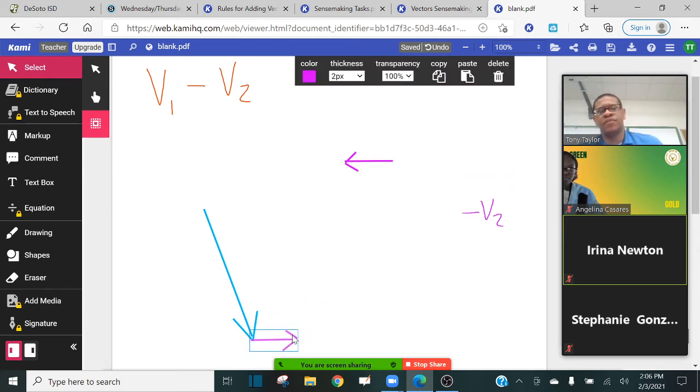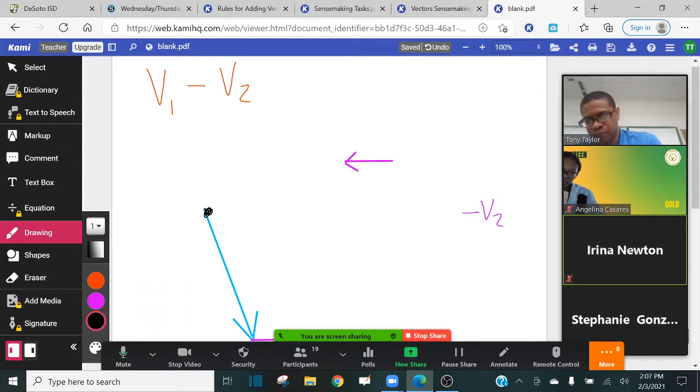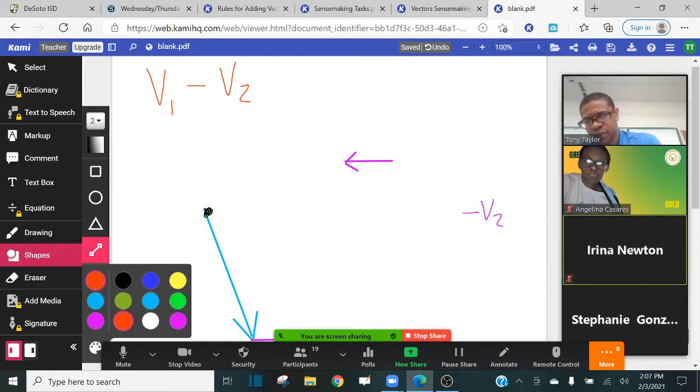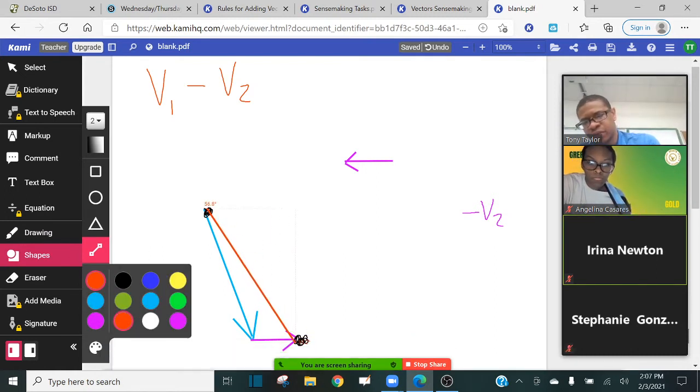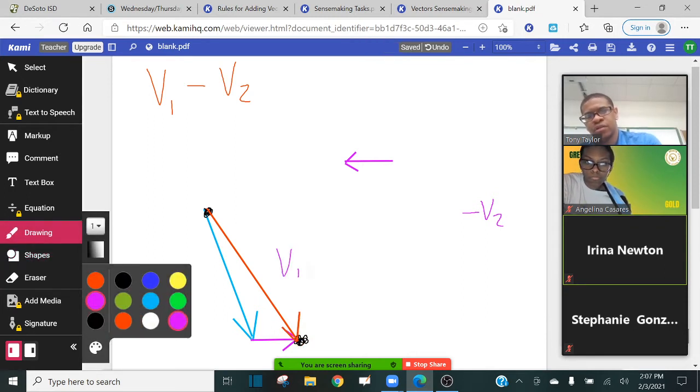Take my vectors, have them head to tail. Step 2, find my starting point, find my ending point. That's my starting point. That's my ending point. Remember, follow the direction of the arrows to reach your destination. And then step 3, draw your resultant vector, point it like this. So that's the vector V1 minus V2.